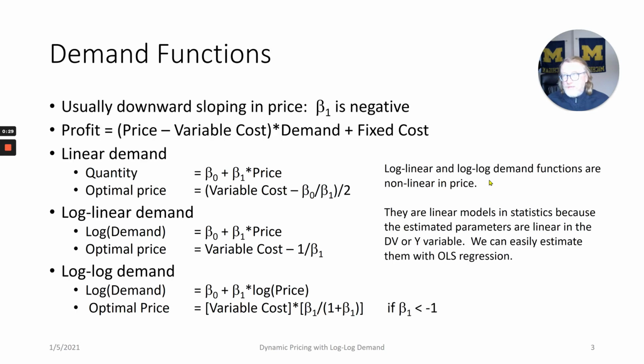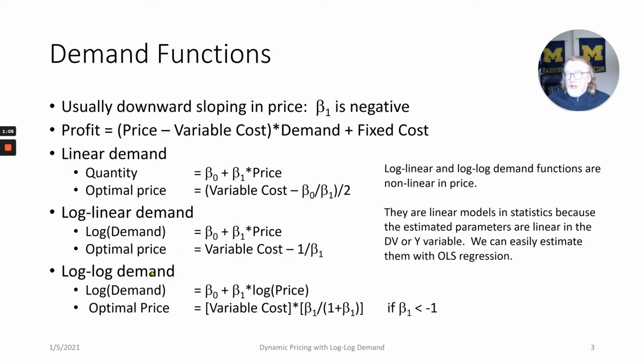two-stage least squares. Okay, so just to take a look at different demand functions, the linear demand is the quantity is just a linear function of price: beta 0 plus beta 1 price, and of course beta 1 would be negative. The log linear is where you say the log of demand is linear in price, and it has a very nice equation for the optimal price. It's just an additive markup.